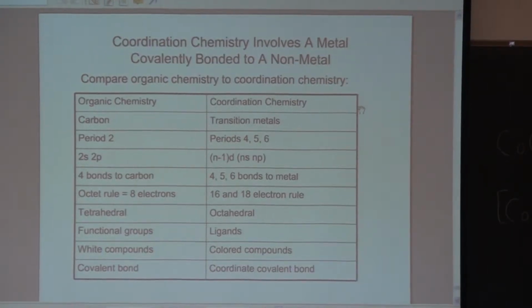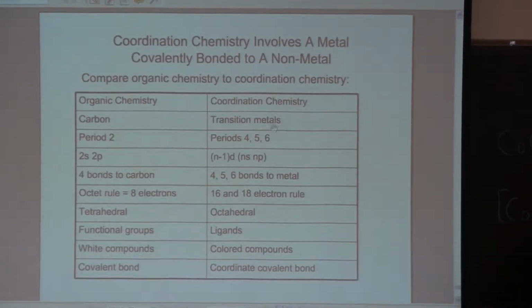Carbon-containing compounds. Coordination compounds look at transition metals. Carbon is found in period 2, whereas transition metals are found in periods 4, 5, and 6. The atomic orbitals involved in carbon are the 2s and 2p atomic orbitals. For the transition metals, it's actually the d atomic orbitals which are involved in bonding.